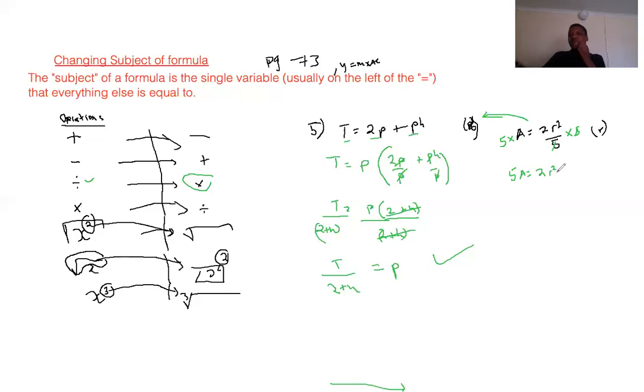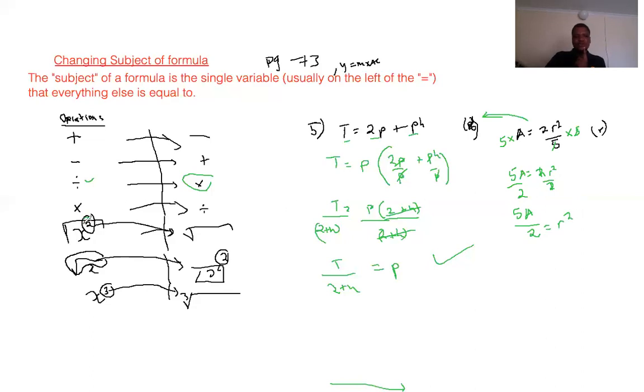Now what else do you want to do? You want to remove this 2. This 2 is multiplying the r squared, so we must divide both sides. I know you know this. Now what we remain with is r squared.